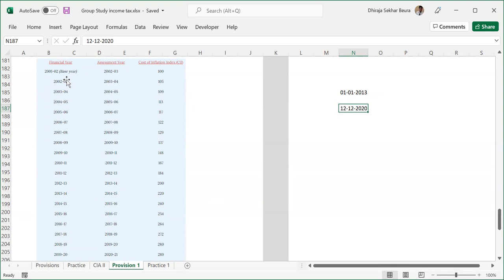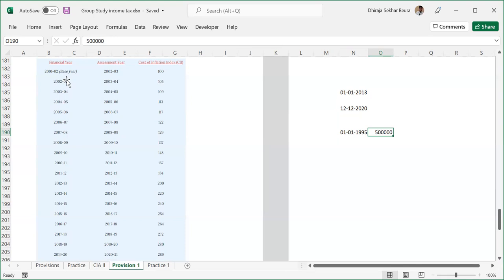Imagine an asset is purchased before 2001. What do we do? Give me some suggestions. Suppose one asset is purchased on 1st Jan 1995, suppose for 5 lakhs. How do we apply the cost inflation index? We don't know it for 1961, right? Then we take 100 as the base.